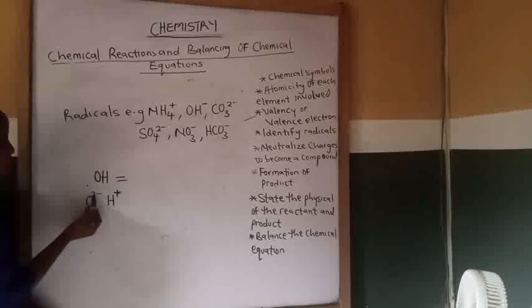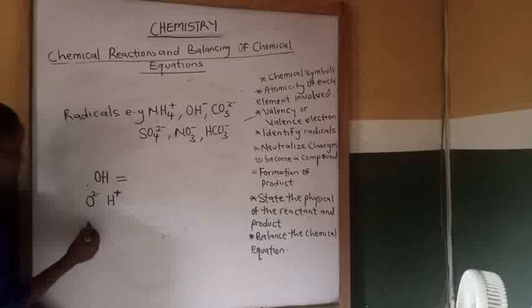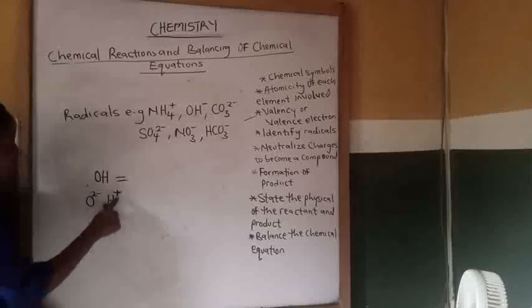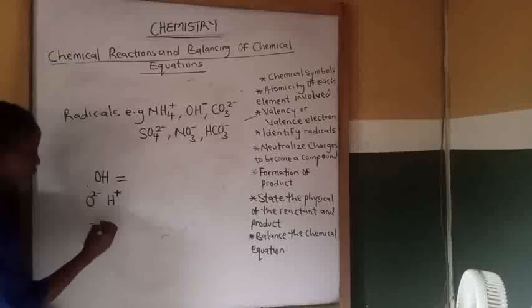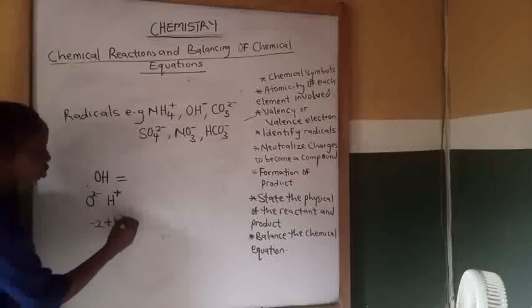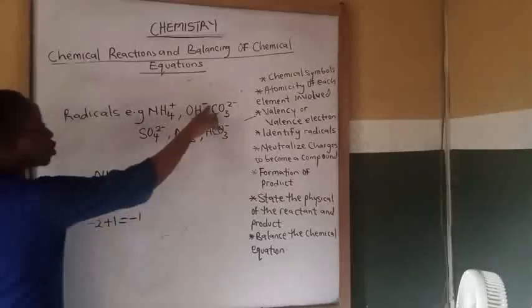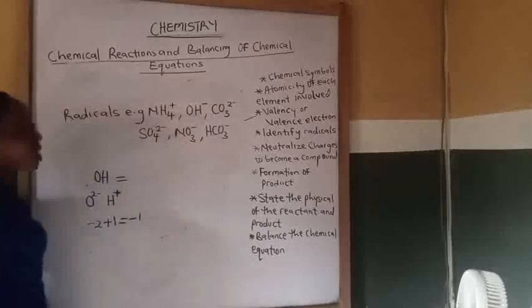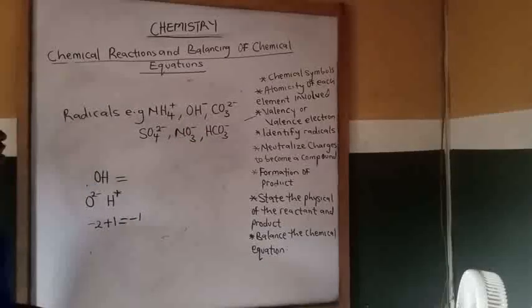So oxygen is -2 times 1 oxygen, that's -2. Hydrogen is +1, so +1 times 1 hydrogen is +1. So -2 plus 1 will give us -1. So -1 is the same thing as minus. That is how they derive minus for this one.